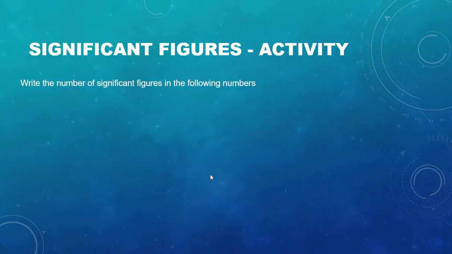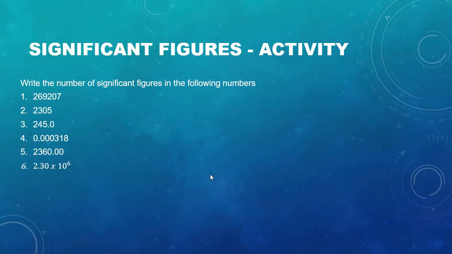So let's do a quick activity here. Write the number of significant figures in the following numbers. I'm going to have the numbers displayed on the screen. You can take a minute and try these for yourselves. Alright, so these are the numbers. We have 10 numbers, so you can pause the video right now, attempt these, and then we'll come back with the answers.